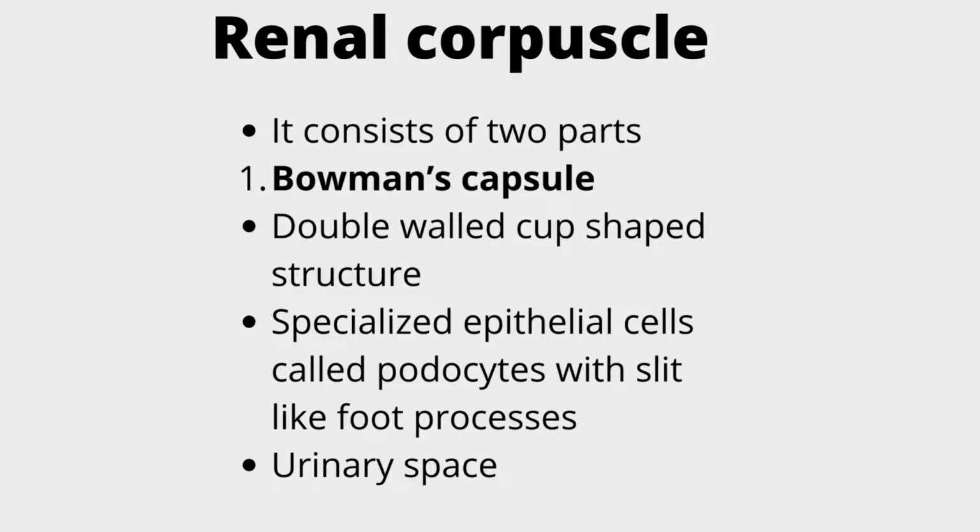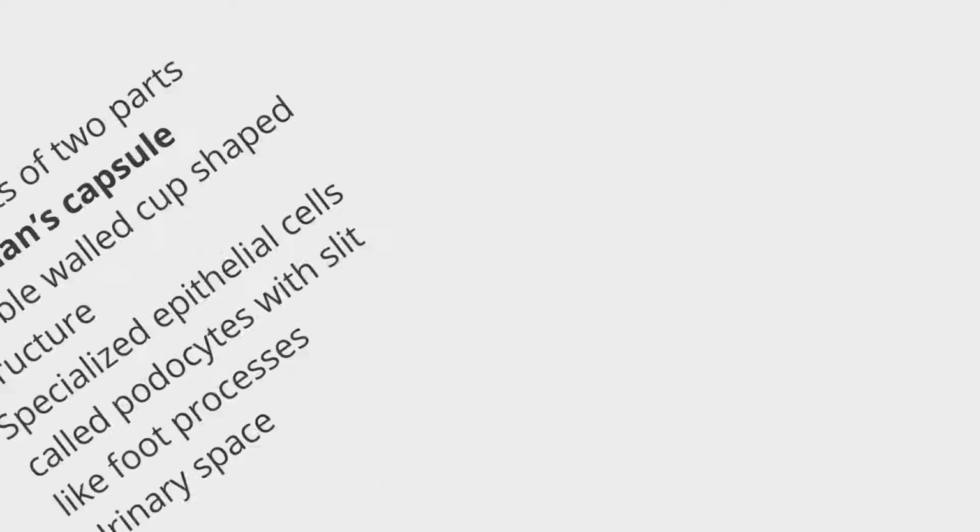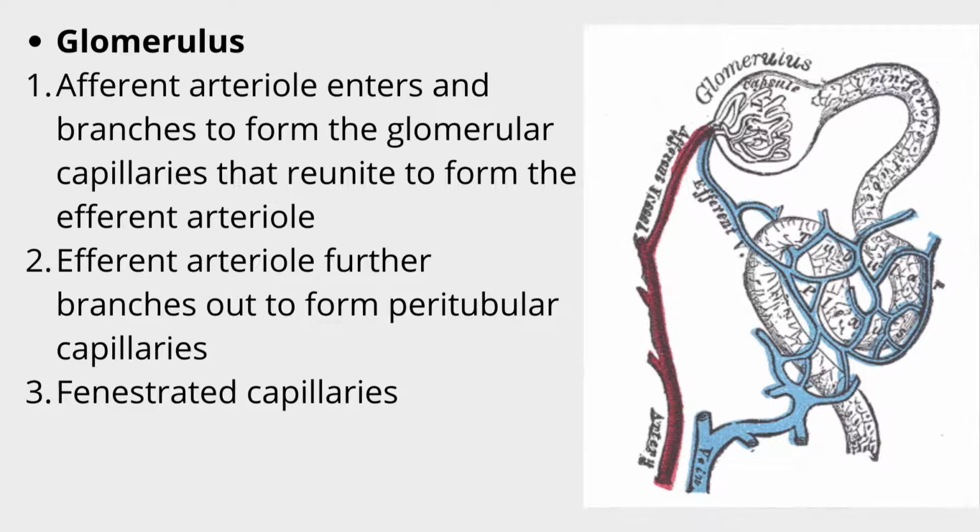The urinary space is basically just the space between the outer layer and the inner layer. Okay, the space where all the urine or the filtrate is going to get collected. The afferent arteriole enters, branches, forms the glomerular capillaries, and they again reunite to form the efferent arteriole. The efferent arteriole again branches out and forms another set of capillaries called the peritubular capillaries.